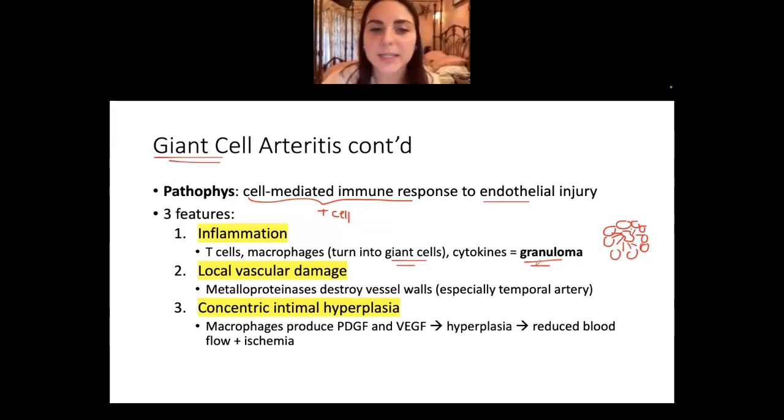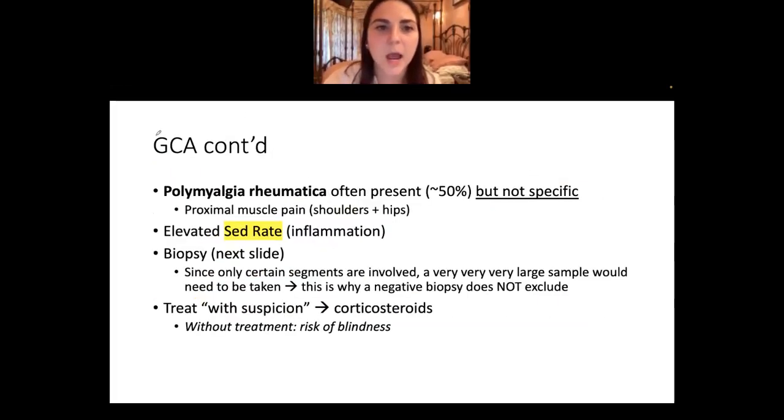And then you can also see intimal hyperplasia, because now this is endothelial damage, so we're going to be more like that intimal layer. Those endothelial cells are now just going to freak out. Now these macrophages are producing growth factors causing hyperplasia of the endothelial cells. You get hyperplasia. Now we have reduced blood flow and ischemia. Okay, so that's kind of what's going on with giant cell arteritis.